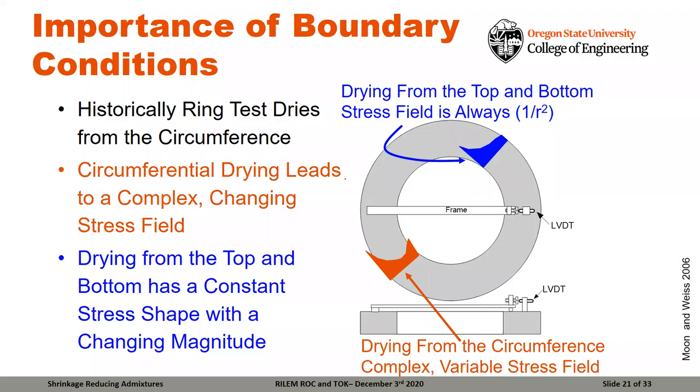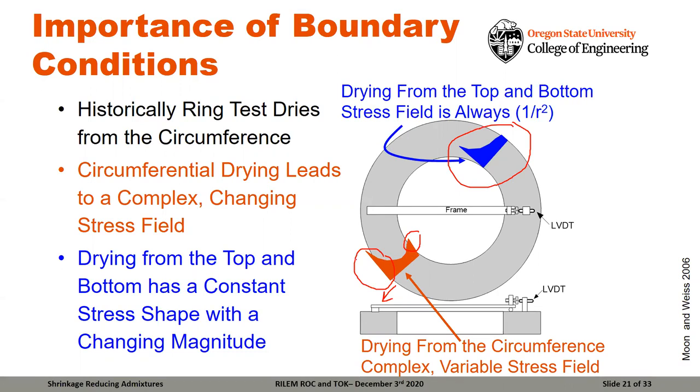Now, one of the final things that I want to talk about with the restrained ring test is the impact of the boundary conditions. When a sample dries from the top and bottom, the state of stress always has a stress field of 1 over r squared. However, when the ring dries from the outer circumference, we end up with a very complicated stress field where we have a very high stress level at the outer edge because we're getting a lot of moisture diffusing out of the system, and then we get a high stress at the inner edge because of the geometry effect, and the shape of this changes throughout the entire time of drying.